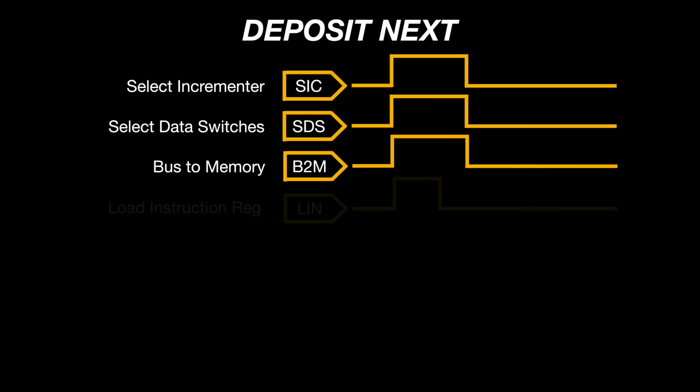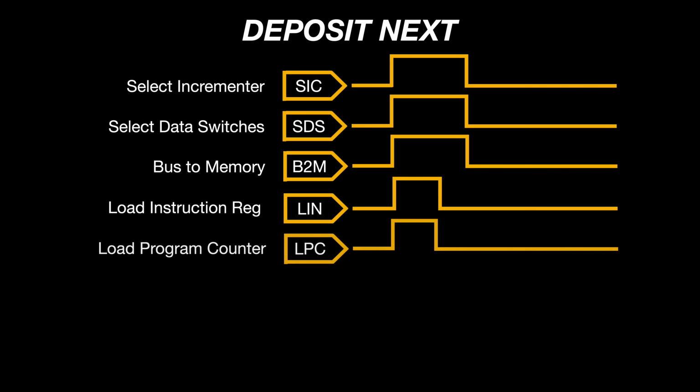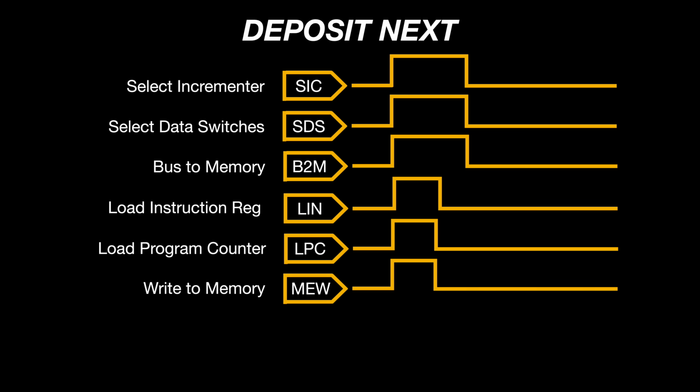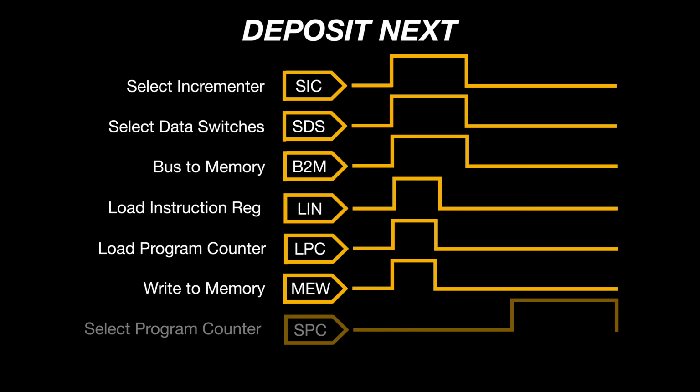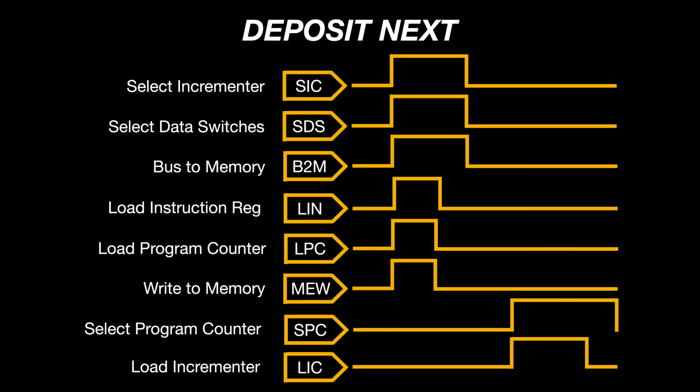And while that's happening, the instruction register and program counter are updated, and the value is written to memory. And then it selects the program counter and loads the incrementer so it's ready for the next function.